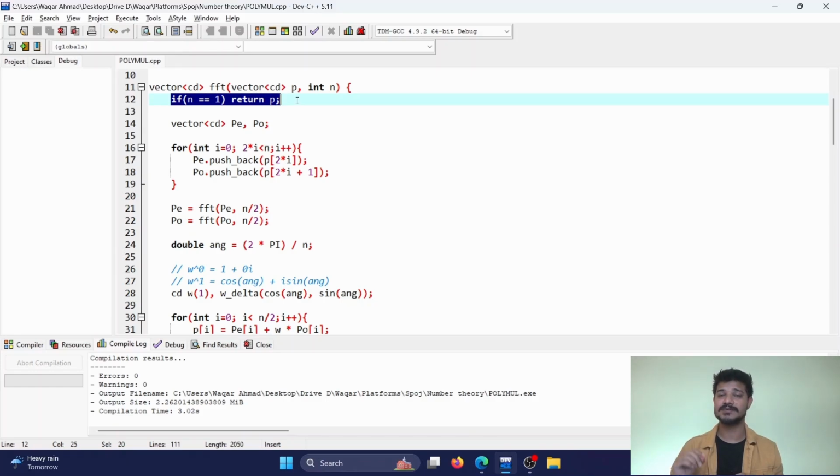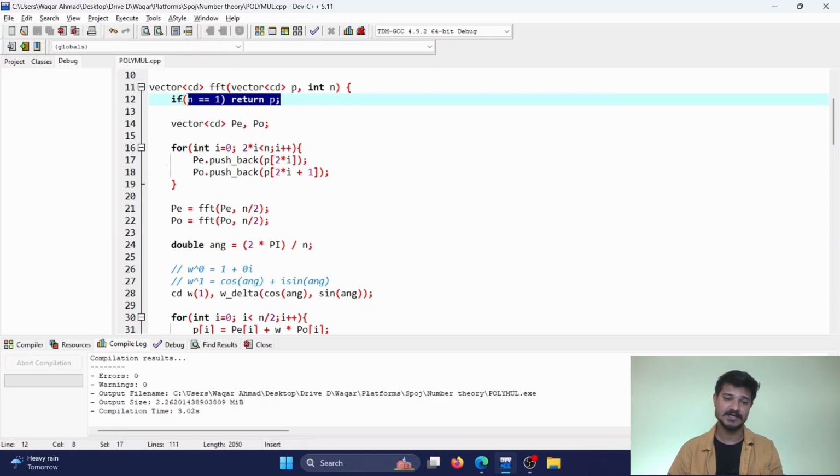That means the polynomial only has a constant term. For example, y is equal to 5. It has only one term, a degree 0 polynomial. If you have this type of polynomial, you don't have to evaluate it because it only contains the constant point.